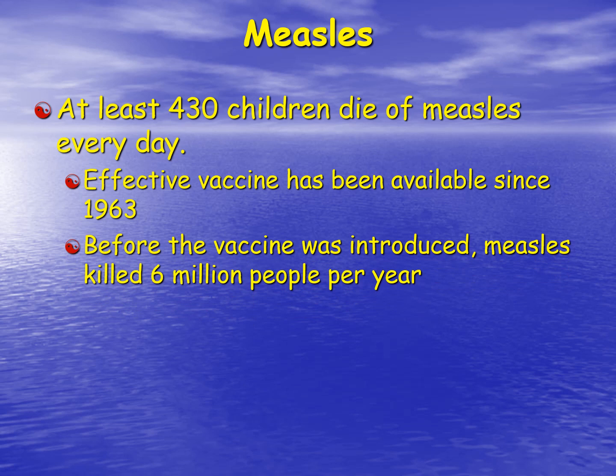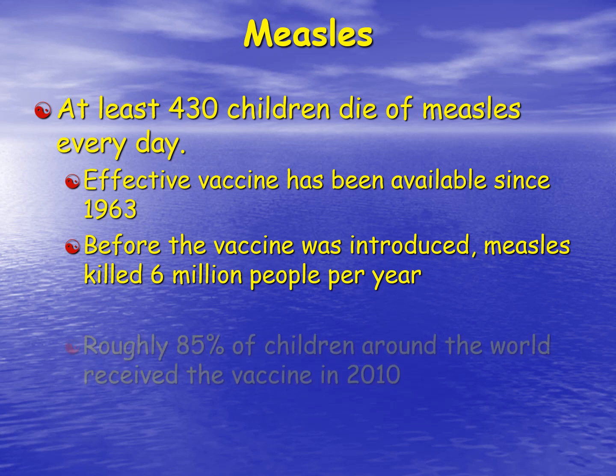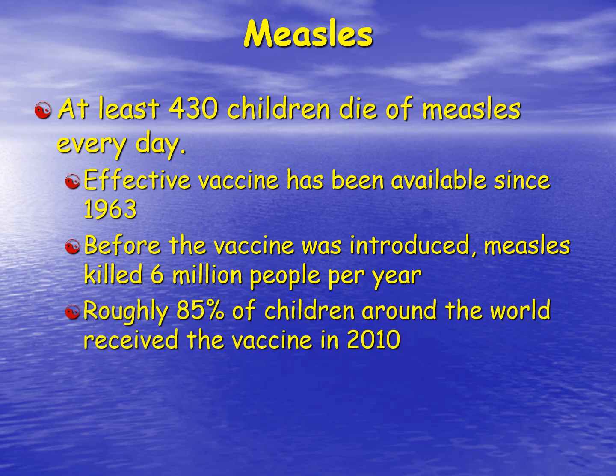Before the vaccine was introduced, measles killed 6 million people per year, and most of those were children. Approximately 85% of children around the world have received the vaccine, and this was out of a study done in 2010. However, most of that percentage are in industrialized countries.